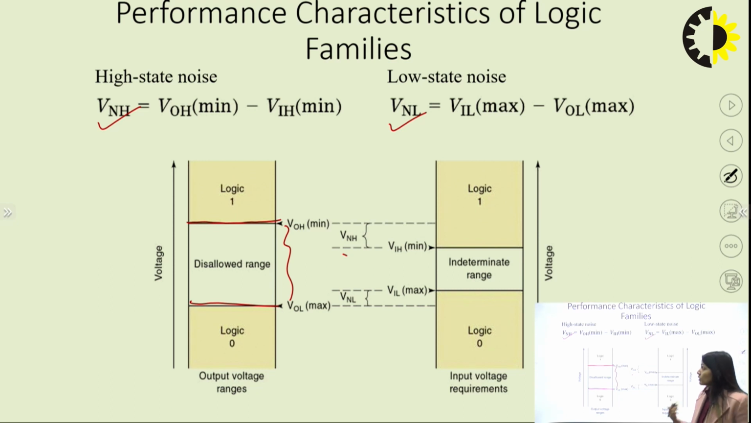Now, how do we calculate this VNH and VNL? Let's say I am not getting this minimum value, but I have got a lower value just because of noise. So the noise margin can be calculated as VNH equal to VOH minimum minus VIH minimum. Similarly, my output level for 0 has been raised due to noise, and here I can calculate VNL equal to VIL maximum minus VOL maximum. So these are two definitions which we should remember for defining VNH and VNL.